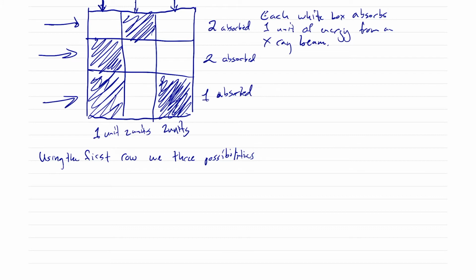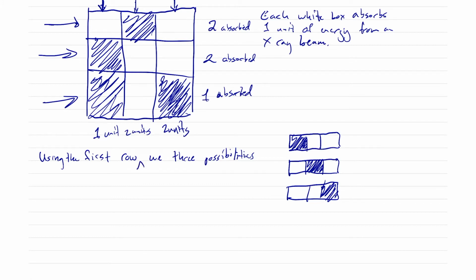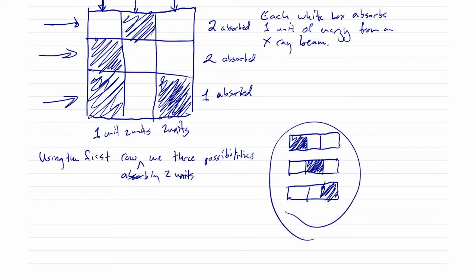Okay, so what are the possibilities we have here? On the first row, since we know that there are 2 absorptions and we only have 3 spaces, then one of those spaces has to be empty. So it could be one of these 3 possibilities. Since we know that the first row absorbed 2 units, we can make this guess initially.